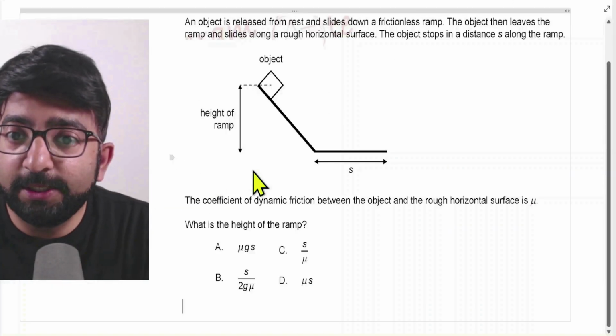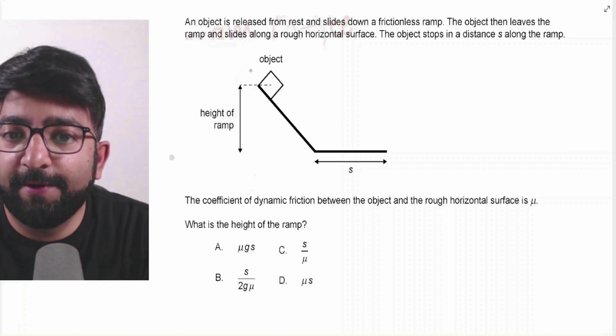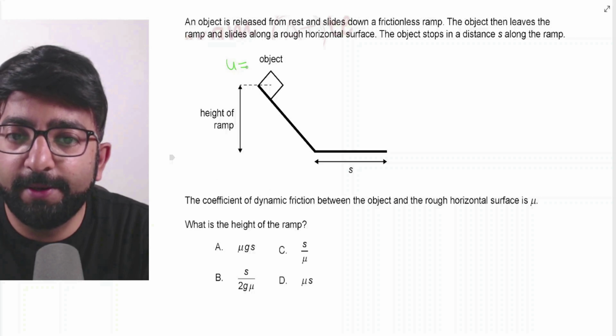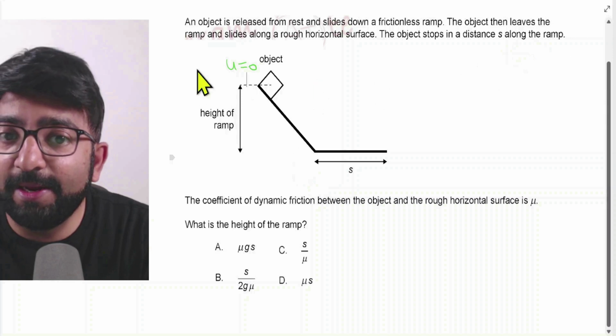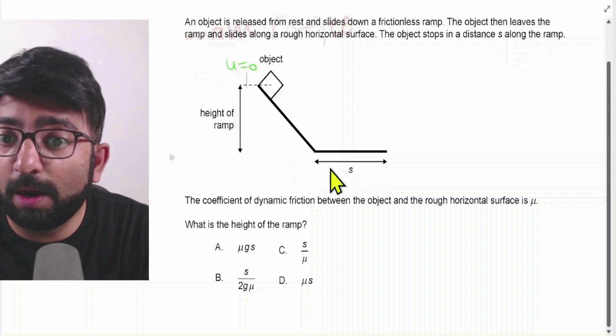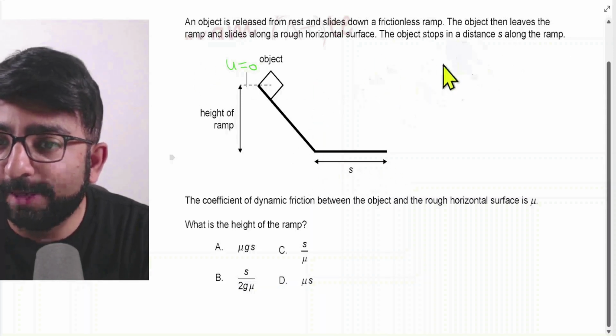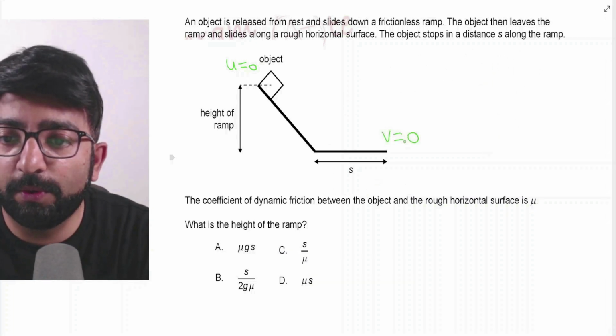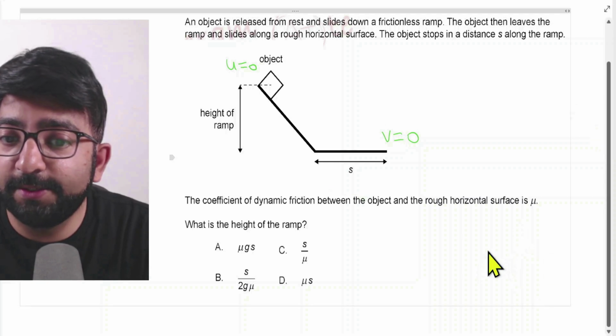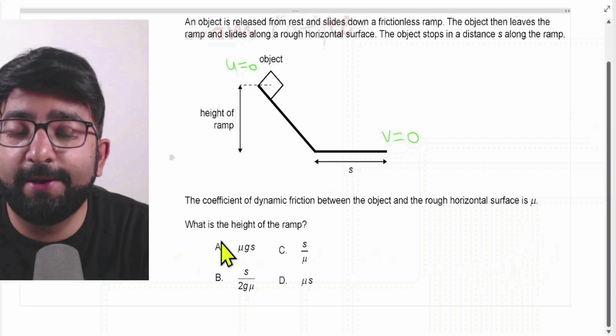An object is released from rest and it slides down a frictionless ramp. So initial speed is 0 and the ramp does not have any friction. The object then leaves the ramp and slides down a rough horizontal surface. The object stops in a distance s along the ramp. So the final velocity is equal to 0. The coefficient of dynamic friction is given as mu. We need to find the height of the ramp.